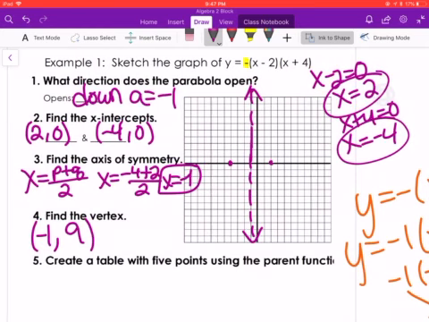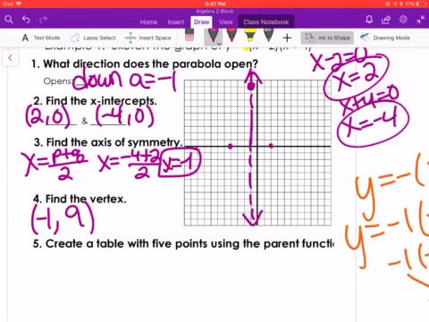And my vertex is going to be -1, 9. So that's going to be up here. And then I can use my parent function pattern to help me find more points on the parabola. I know that my parent function has the pattern of 1, 1, over 2 up 4, over 3 up 9.